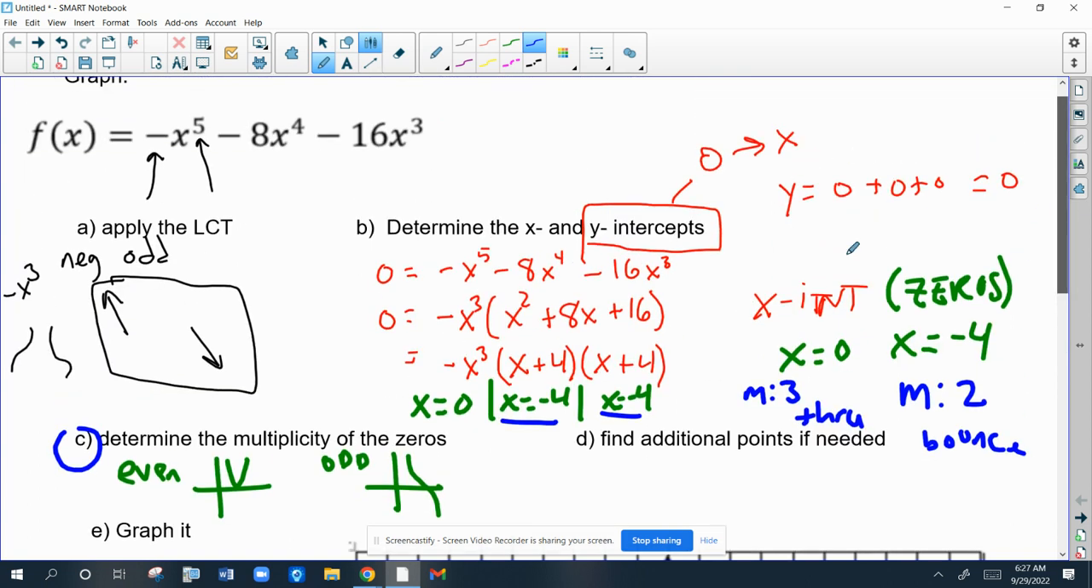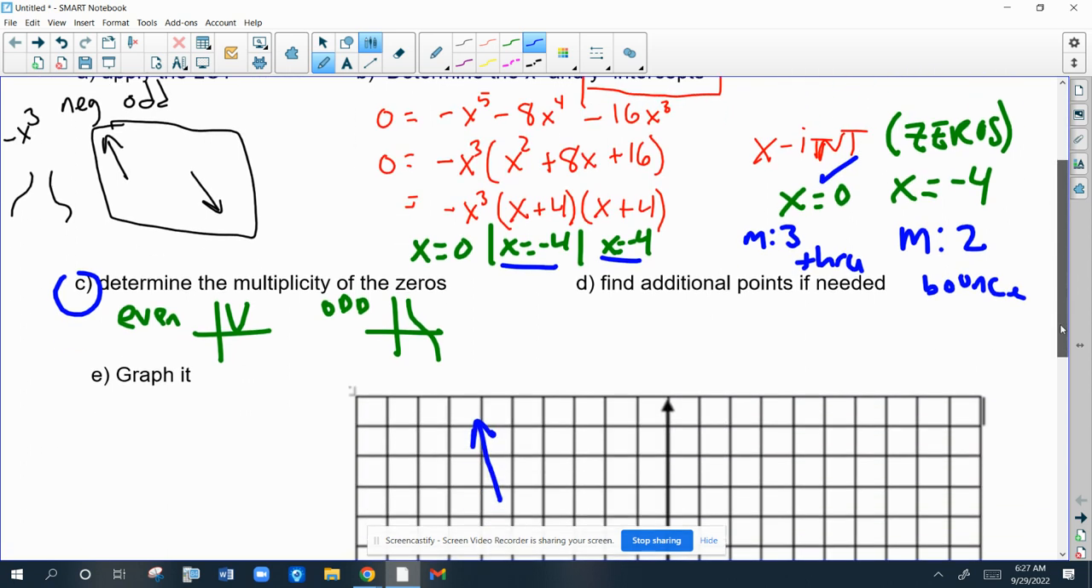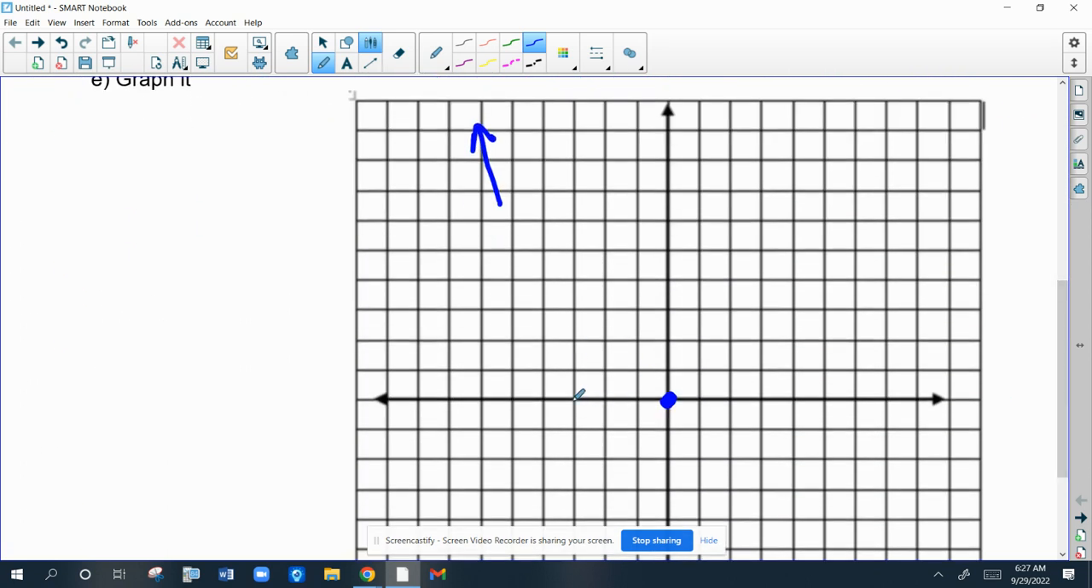I took care of the y-intercept right here and the x-intercept. The other x-intercept is negative 4, so I'm going to count 1, 2, 3, 4. Remember, it bounces off this one. The first one bounces because of even multiplicity. The second one goes through because of the odd multiplicity. A polynomial graph has to be smooth and continuous, so I'm not going to have any jagged edges. I'm going to draw this as smoothly as possible.